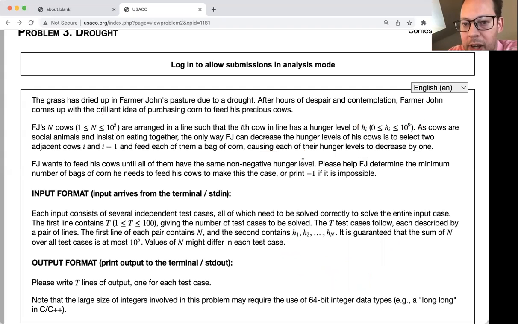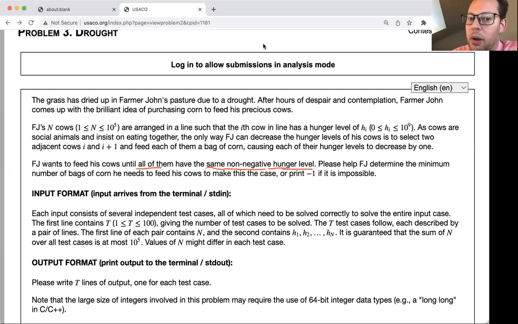Farmer John wants to feed his cows until all of them have the same non-negative hunger level, which means we don't know necessarily what that hunger level is, but we're not feeding them down to 0. So that's another thing that's a question mark, is we don't know what hunger level to aim for. Otherwise, it'd be a lot easier. If we knew what hunger level they're going to get fed down to, we could just figure out the difference of all of them from that hunger level, and we know how many bags of corn it's going to take.